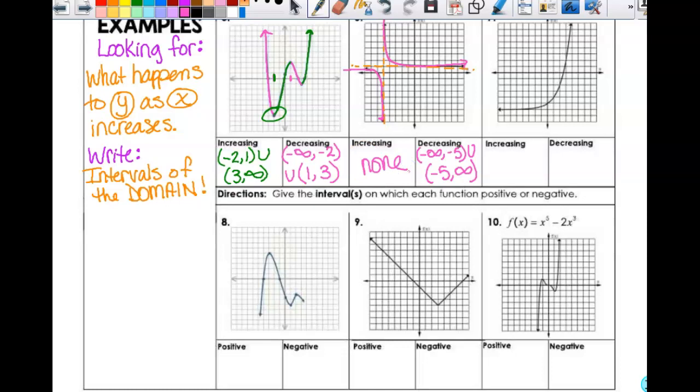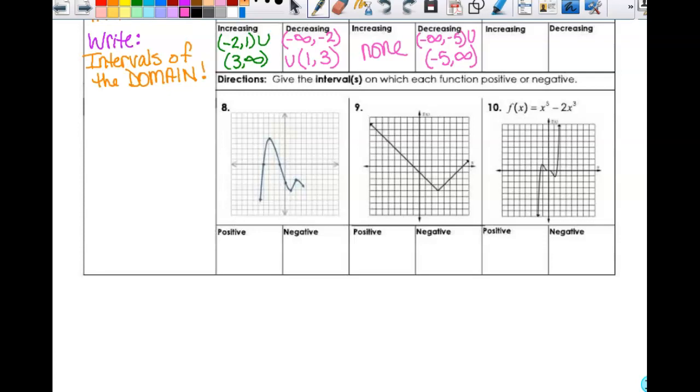Let's talk about positive and negative. We're not going to do this one. Move on to the next. So let's move on to number 8. Positive and negative. So give the intervals on which the function, now remember, the function means we're talking about y, and if it's positive or negative. So if my function is above the x-axis, all of the y values are positive. If my function's below the x-axis, all my y values are negative, right? We've known that forever. If my function is on the x-axis, it's 0.